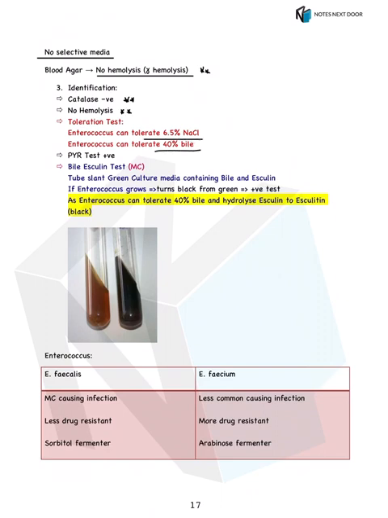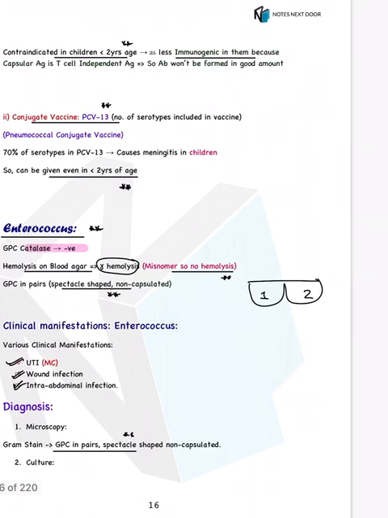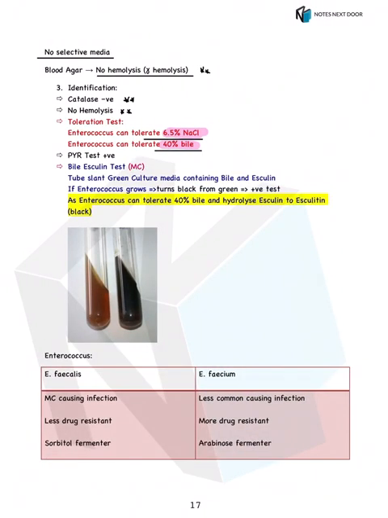But this is very important. It can tolerate 40% of bile and 6.5% of NaCl. Okay, this is PYR test positive. And see, this can tolerate bile, hence the agar uses the bile esculin azide agar.